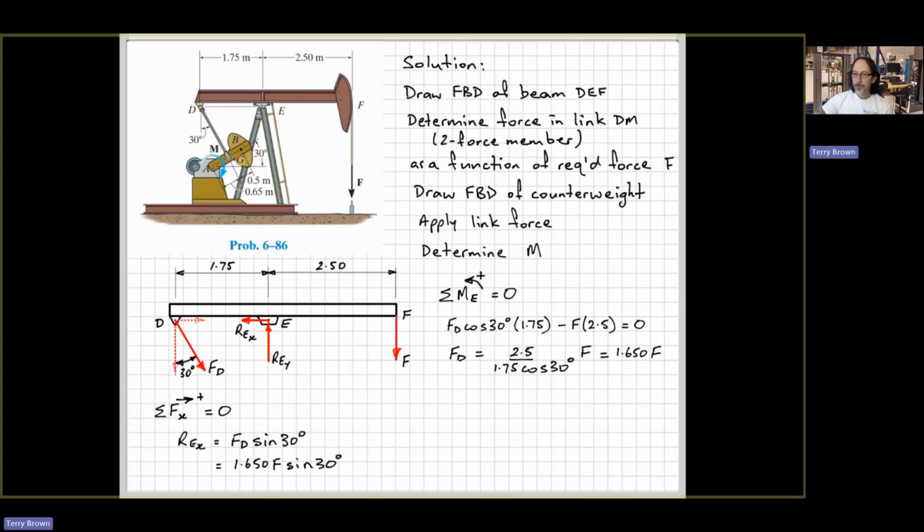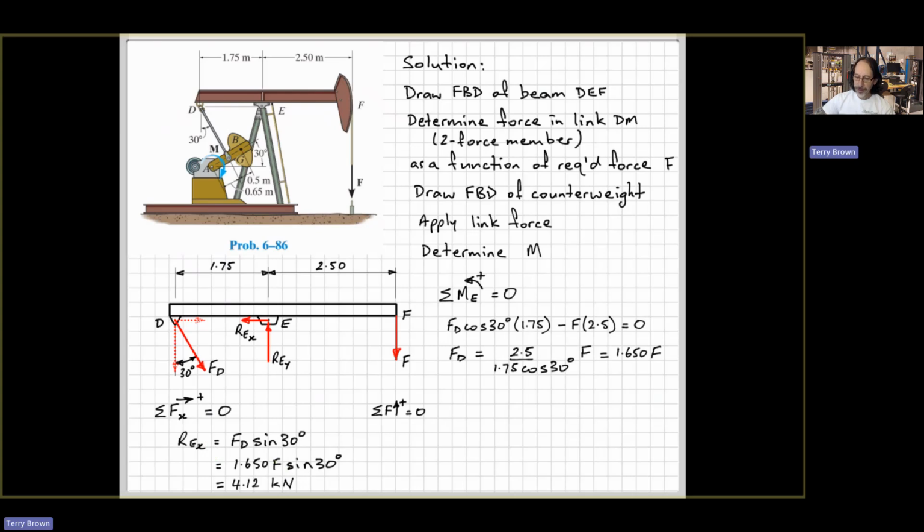Then we can put in here what we found previously. FD equals 1.650 F, so I've just substituted that in there. And I've actually done the maths here to work out that, so I put in 5 to calculate what that force is.